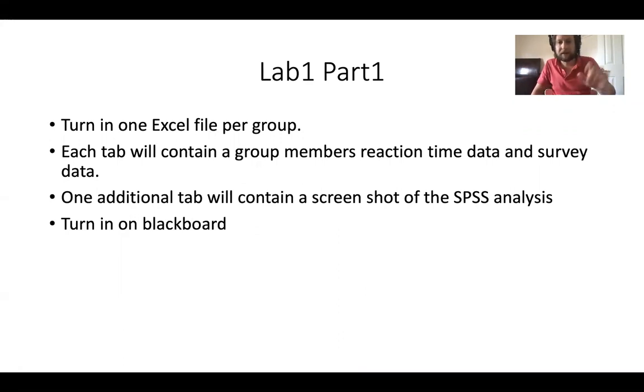One tab in your Excel file is going to contain all of the work that I just showed you, where you use the if-then statements, you calculate the averages. Then another tab is going to need to contain a screenshot of the output from the SPSS analysis. So if you're doing this by yourself, you'll have one tab which contains your data and survey file. Then you'll have a second tab in Excel, which is going to contain a screenshot of the SPSS analysis, the output from the SPSS analysis. And then you'll turn it in on Blackboard. It's available under the labs folder on Blackboard. You just turn it in like any other assignment you would on Blackboard.